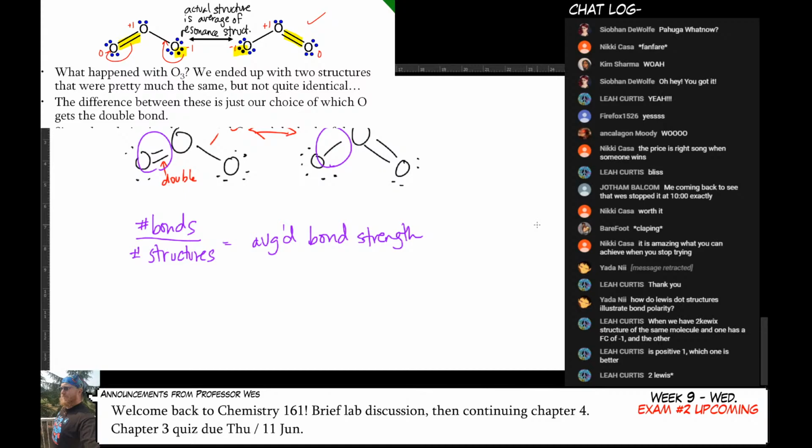So for ozone, what we've got going on here is on the left bond we have a double bond, and on the right bond we have a single bond. So I'm going to count the number of bonds that are there. So double is 2, and a single is 3. So there are 3 bonds. And those 3 bonds are spread over 1, 2 positions, or 2 structures.